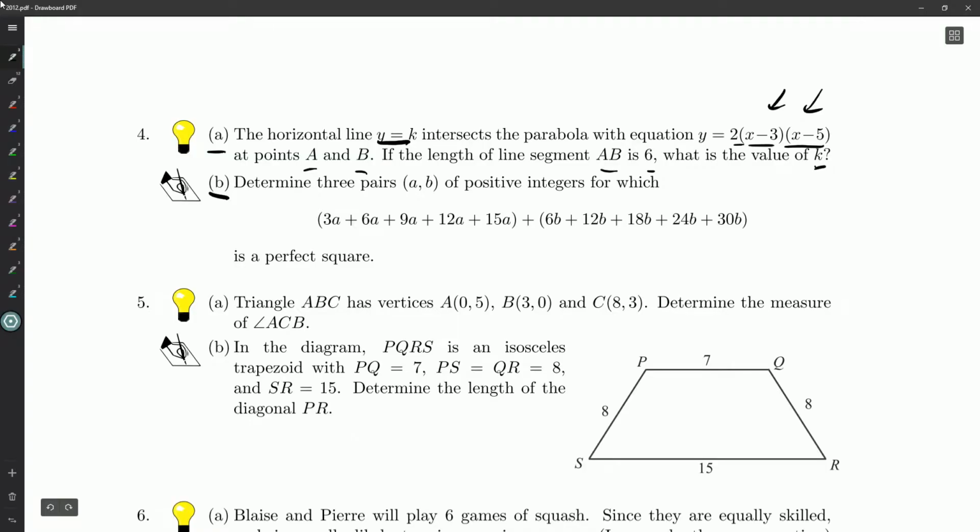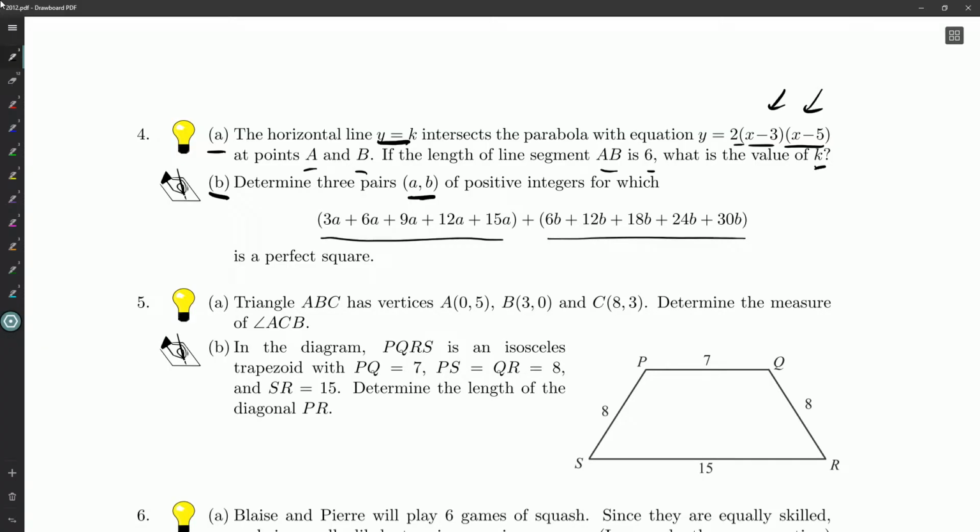All right, looking back now at 4b, which we actually do need to write up. Determine 3 pairs, A, B, of positive integers for which this big expression here is a perfect square. Now they're saying determine 3 pairs. They're not saying something like determine all pairs or show that there's only 3 pairs. They're telling us there are 3 answers. So if we find 3 pairs A, B that work, we go with it. We don't have to worry about all the other possibilities.